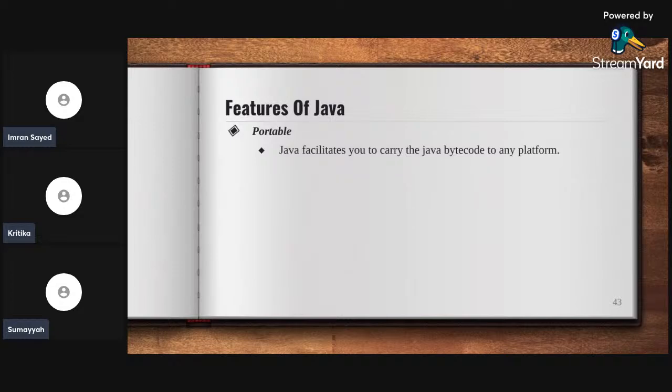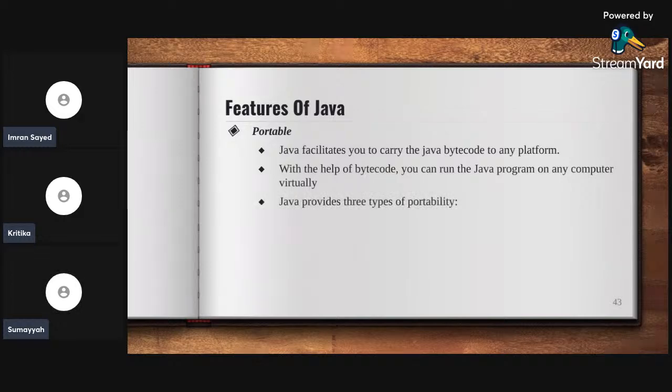It's portable. Java facilitates you to carry the Java bytecode to any platform. With the help of bytecode, you can run the Java program on any computer virtually. Java provides three types of portability: source code portability, CPU architecture portability, and OS GUI. On what thing does this Java bytecode run? On the JVM. Correct.